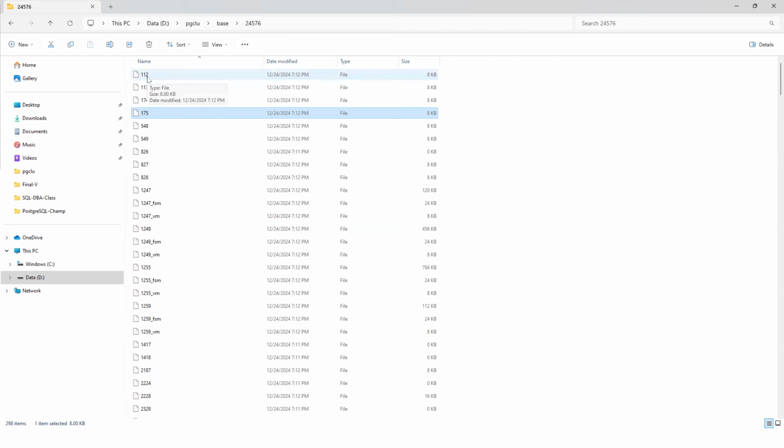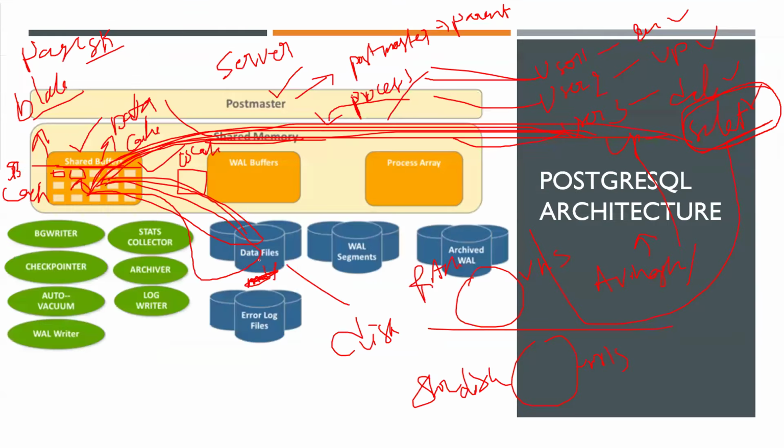By seeing the number, we can get to know that this is such and such table and such and such data is available. We can see later on. Once we install the product, we'll get to know which ID is mapped to which table, so we know this is the employee table, this is the customer table, this is the department table, this is the sales table, this is the orders table, this is some other product table. Got it, everyone? So this is how your data is stored in the form of data files. That data will be copied to the shared buffers, and now it will be sent to the user.